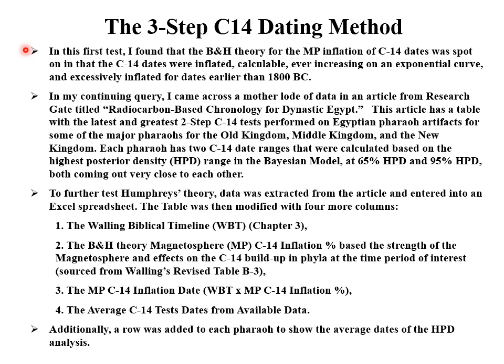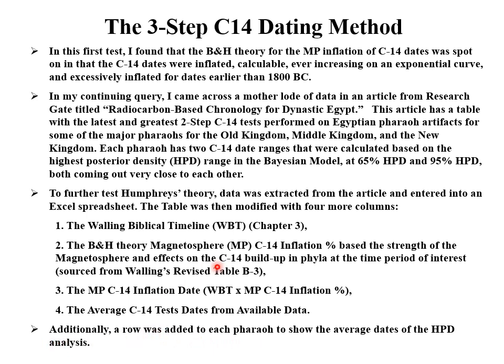The MP carbon-14 inflation date, okay, so you have my date, the Wallen Biblical Timeline date, the percent difference at that time, at certain times, at whatever time we're talking about, and then the adjusted date, okay? And then the average carbon-14 test dates for the available data, which were not given in the table. They just gave us ranges. I had another column made to give these dates an average. And additionally, a row was added to each pharaoh to show the average dates of the HPD analysis.